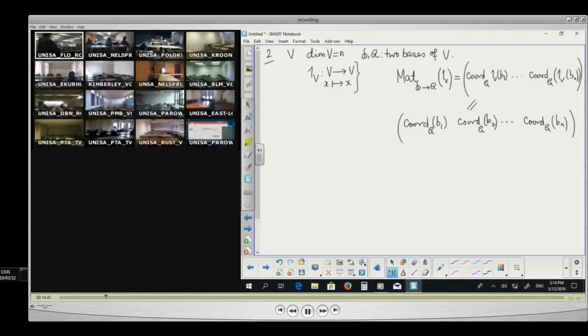Okay? What happens if you change your basis? How do your coordinates change? So a short form of this is P from B to A, and this is called the change of basis matrix.